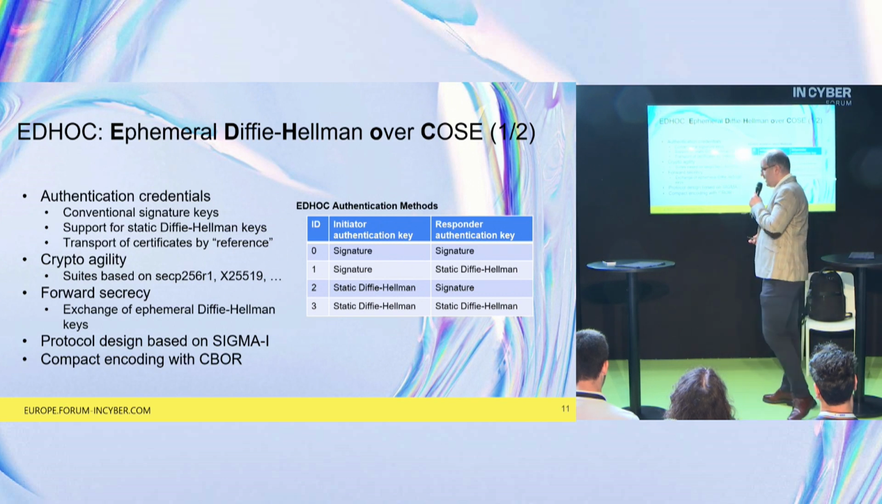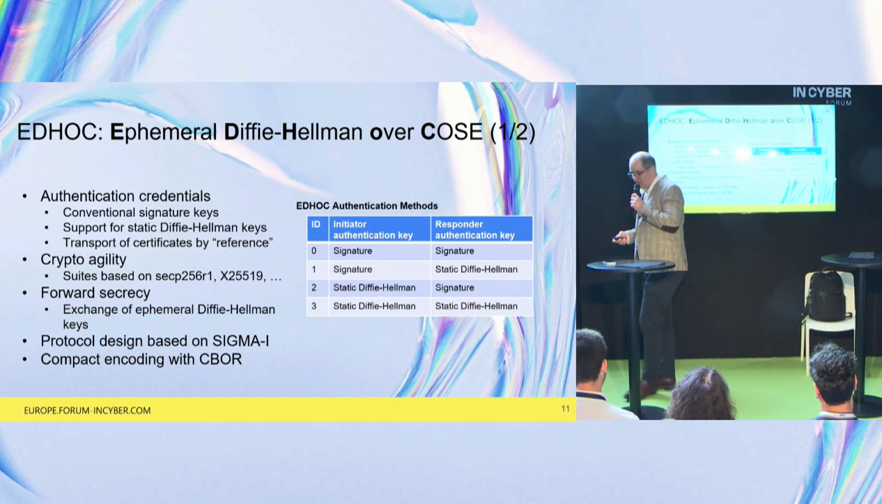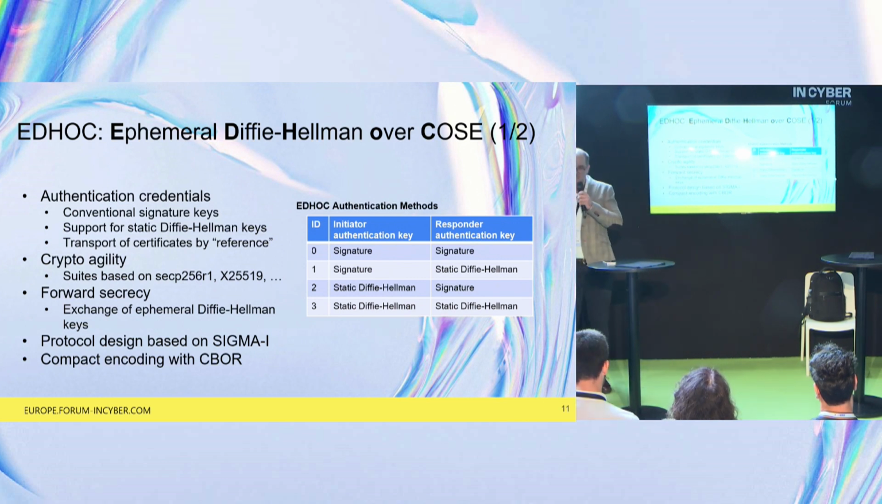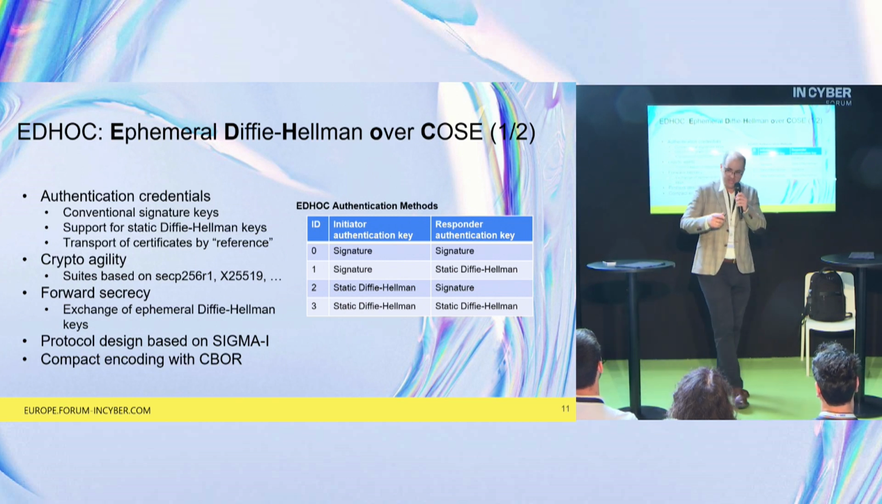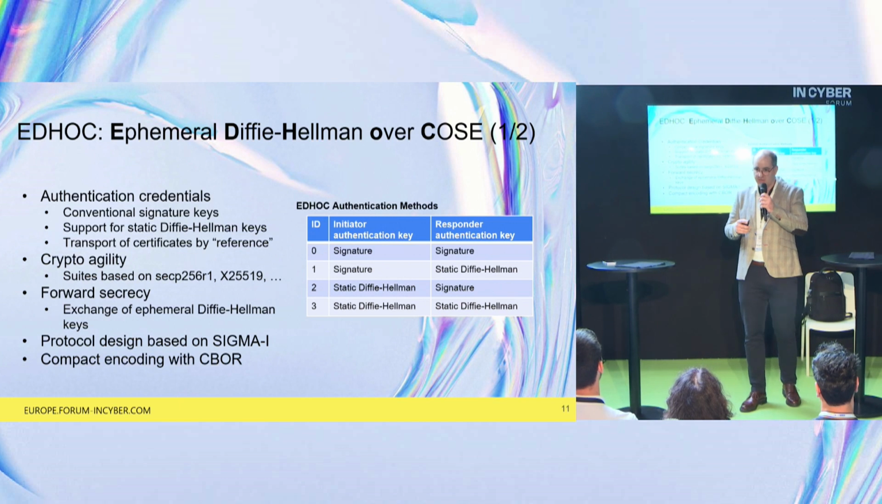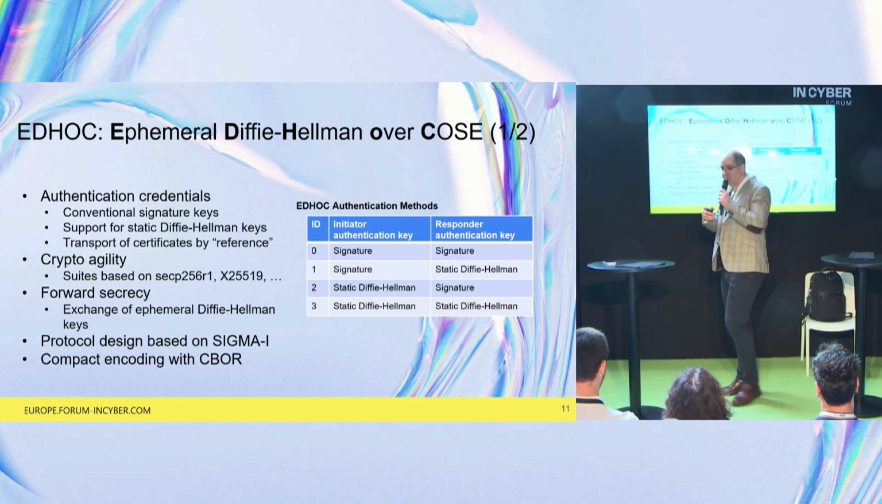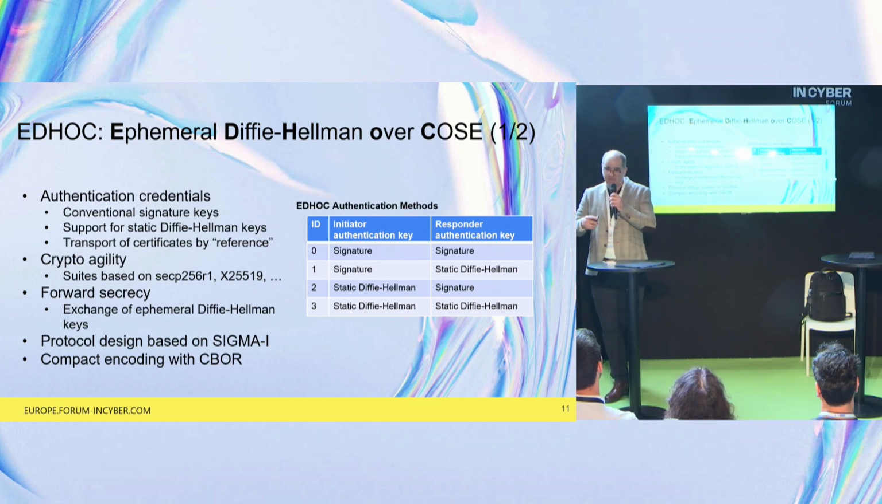So EDHOC is an authenticated key exchange protocol, again, which establishes a key between two entities, the initiator and the responder. It can be like TLS 1.3. It can be authenticated with traditional signature keys, but it also supports authentication based on static Diffie-Hellman keys, which means that the key is not used for signing the protocol execution, but rather to construct a MAC, a message authentication code, with the corresponding entity on the other side of the line.